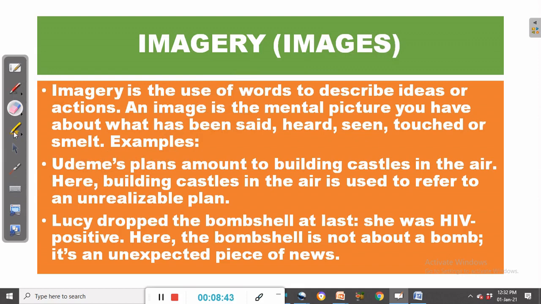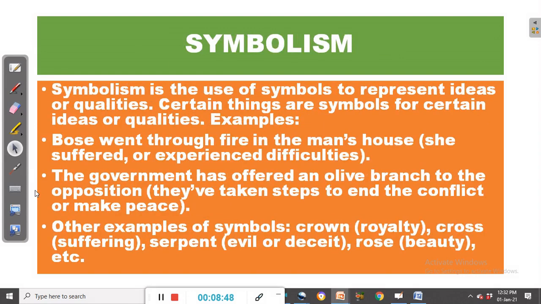Well, let's look at the next device, symbolism. Symbolism, of course, is the use of symbols to represent ideas or qualities. Certain things are symbols for certain ideas or qualities. Examples: Bosse went through fire in the man's house. Fire is a symbol of suffering, if you like. It means she suffered or she experienced difficulties if you go through fire.